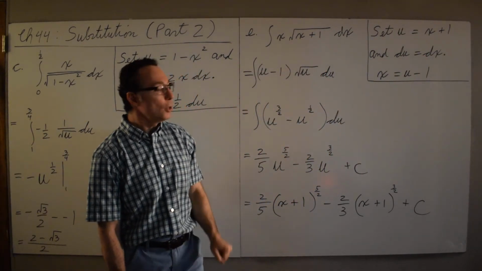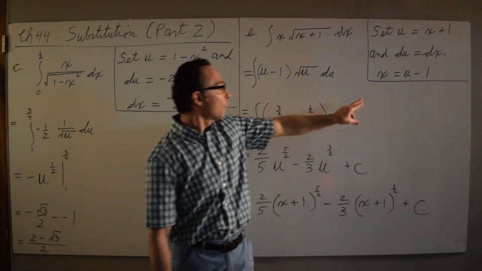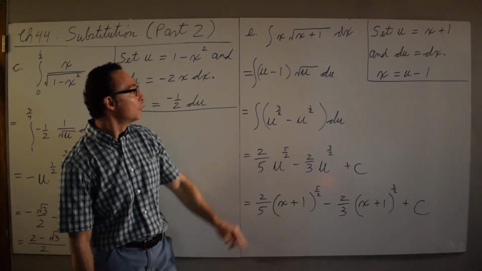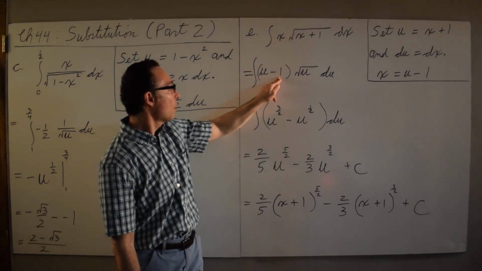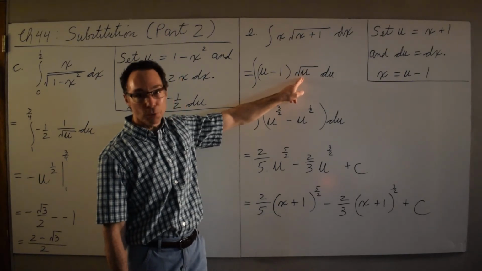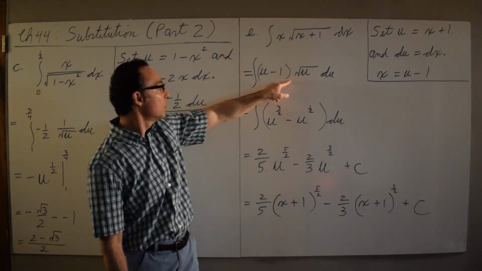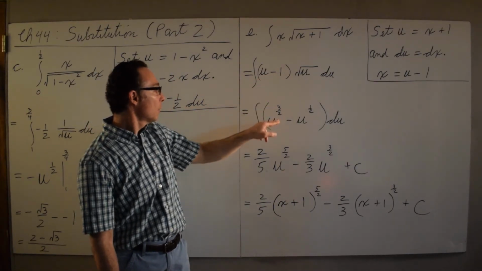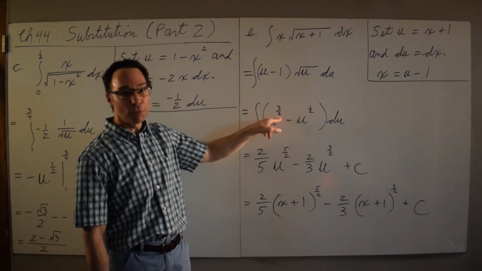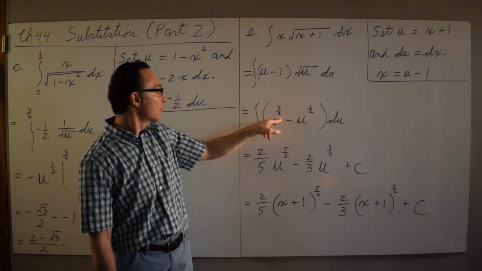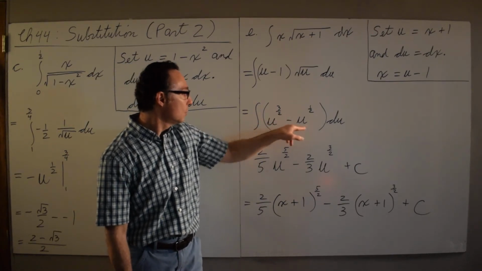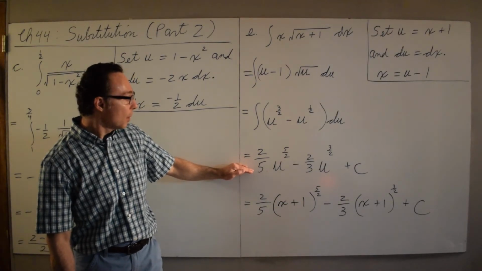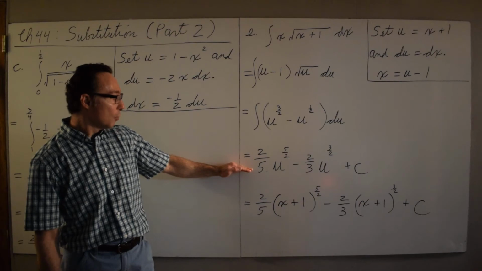Now, when we set u equal to x plus 1, we solve for x. X is equal to u minus 1. These two things are very helpful. X becomes u minus 1. Square root of x plus 1 is square root of u. And now we can distribute through, because multiplication distributes over addition. And I rewrote these in terms of exponents to make finding antiderivatives easier. So we have u to the 3/2 minus u to the 1/2. We find an antiderivative, 2/5 u to the 5/2 minus 2/3 u to the 3/2 plus our arbitrary constant.